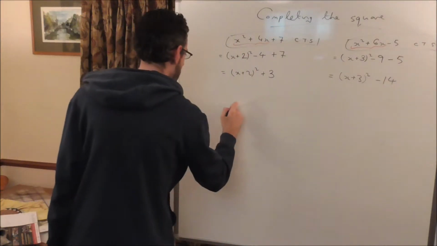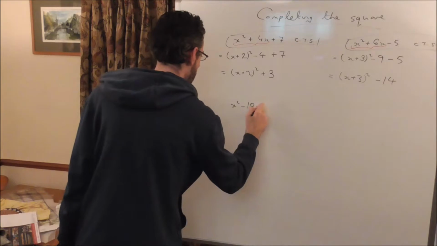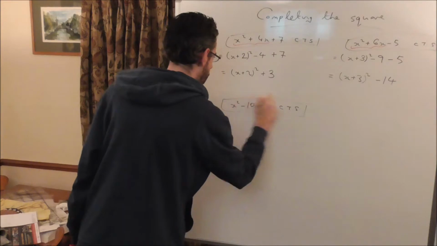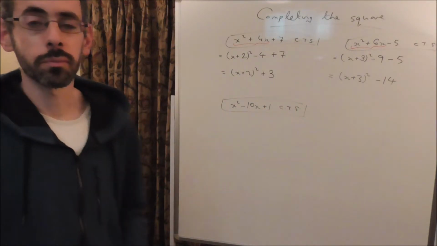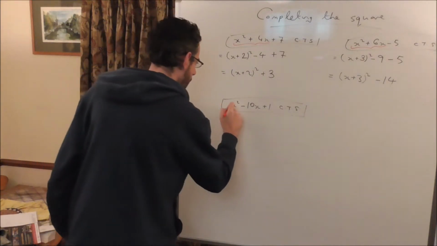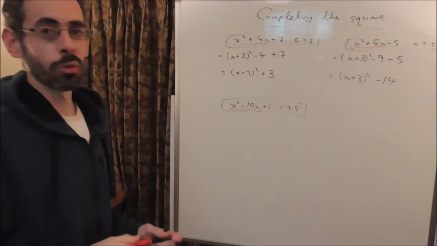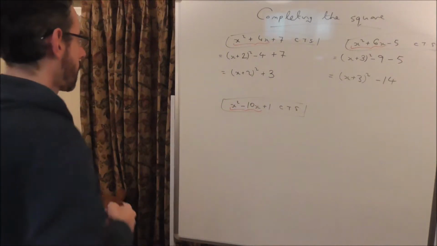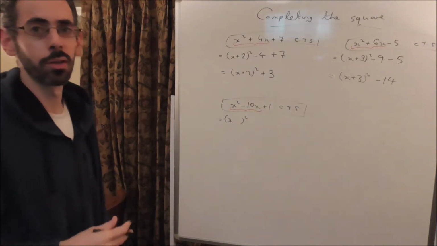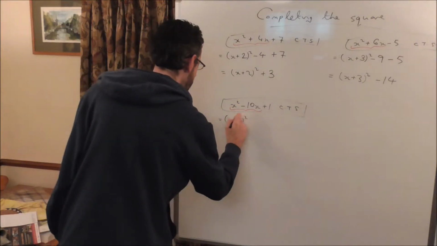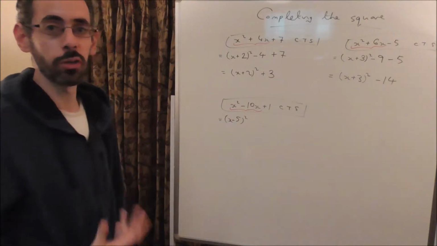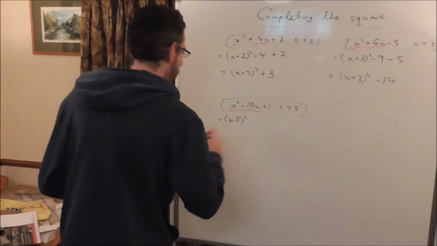Let's do a couple more. Let's do x squared minus 10x plus 1. Let's complete the square. So again I'm going to ignore the number. I'm just going to focus on x squared minus 10x. So what does that go to when you complete the square? Well, it just goes to x plus or minus something squared. Half of minus 10 is minus 5. So it goes to x minus 5 squared, but then minus 5 times minus 5 is 25, which isn't up there, so you need to take away 25.